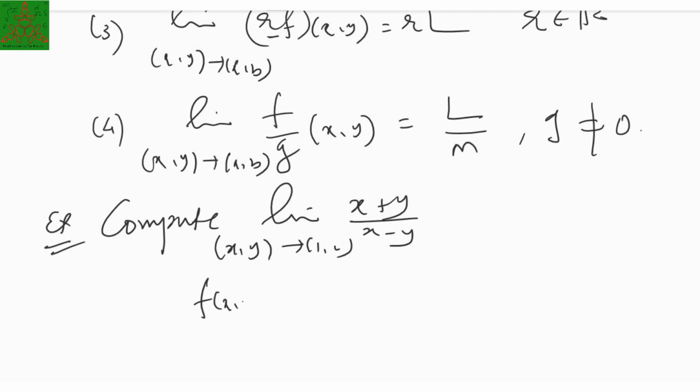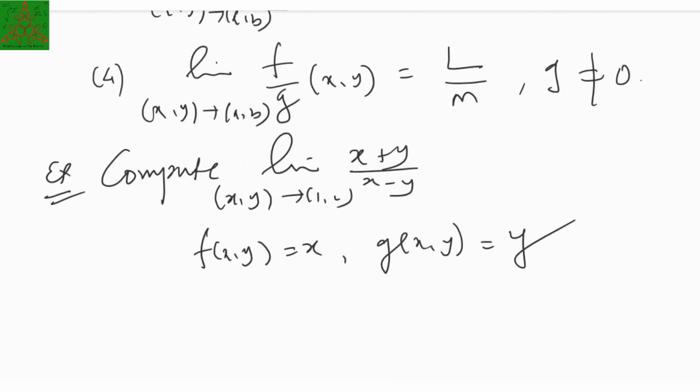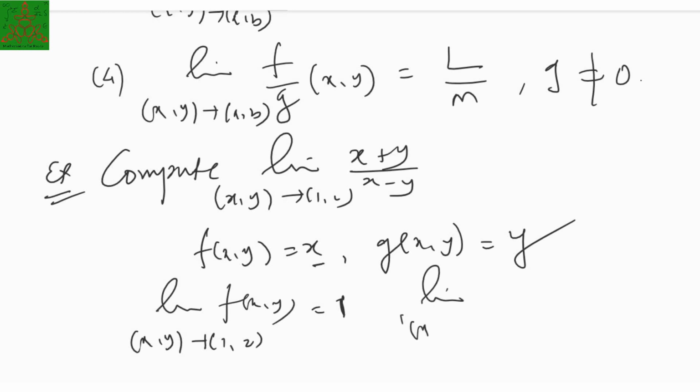If I consider f of (x,y) as x and g of (x,y) as y, then you can say that the limit of this function f of (x,y) at the point (1,2) will be 1, because f of (x,y) is x and x goes to 1, and the limit of g of (x,y) will be 2, because y tends to 2.